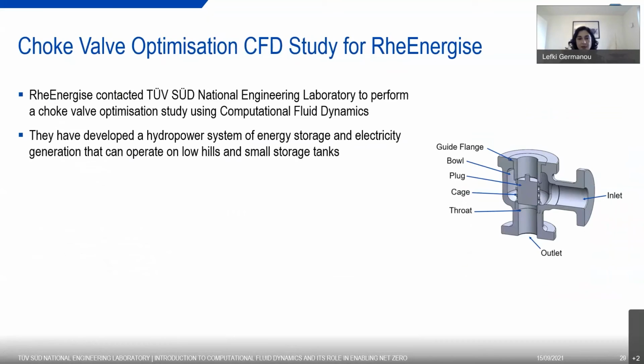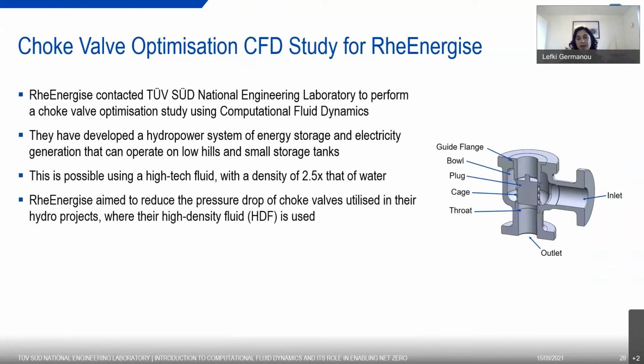They have developed a hydropower system of energy storage and electricity generation that can operate even on low hills and small storage tanks. And this is thanks to a high density fluid that they use, which is non-Newtonian, and has a density 2.5 times the density of water. So this company aimed to reduce the pressure drop of choke valves they utilized in these hydro projects, where they employ this high density fluid.